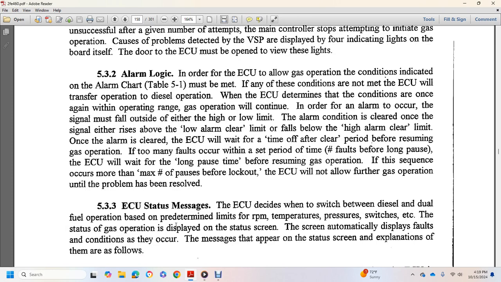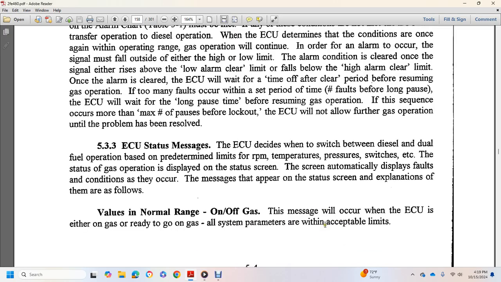Engine control unit status messages. The engine control unit decides to switch between diesel and dual fuel operation based on predetermined limits of RPM, temperature, pressure, switches, etc. Gas operation is displayed on the status screen. The screen automatically displays the faults and any conditions that occur. The message then appears on the status screen. Explanations of them are as follows.